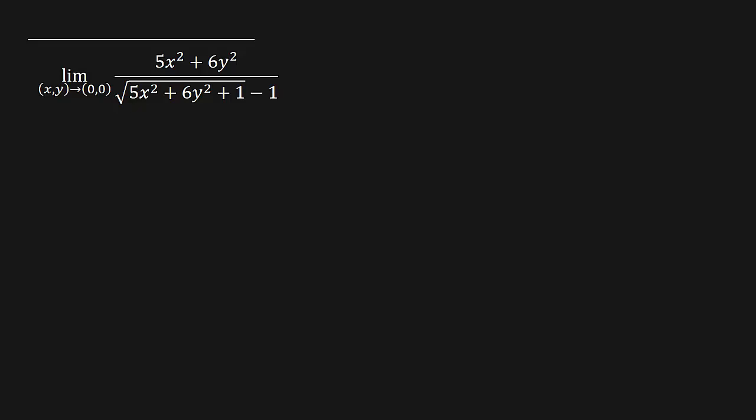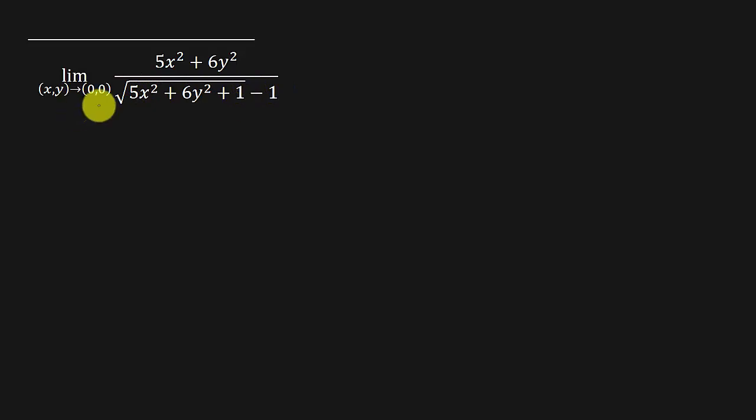Got another math video for you. This is a quick one. Just working a limit problem, multivariable calculus. This is the limit as (x, y) goes to (0, 0) of the function 5x squared plus 6y squared over the square root of 5x squared plus 6y squared plus 1, and then minus 1. Now, the thing to note here, this minus 1 is not underneath the square root.